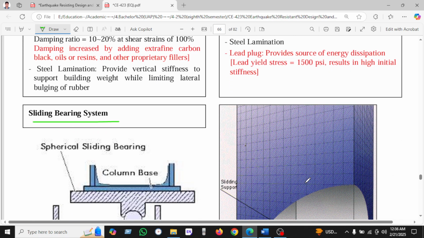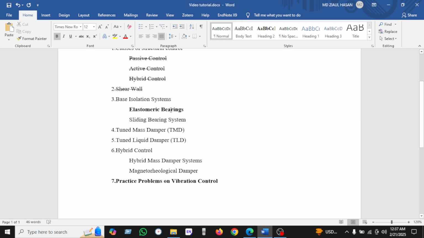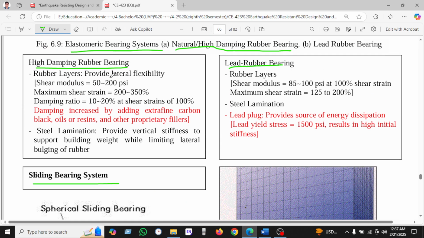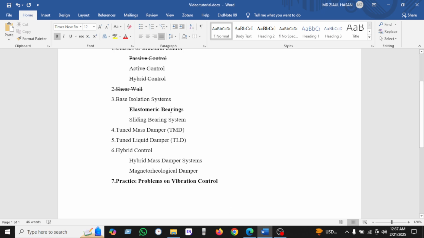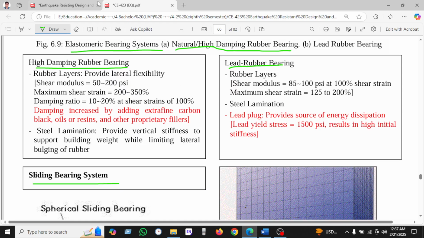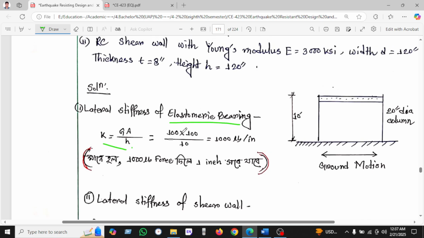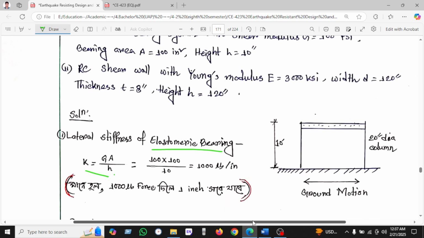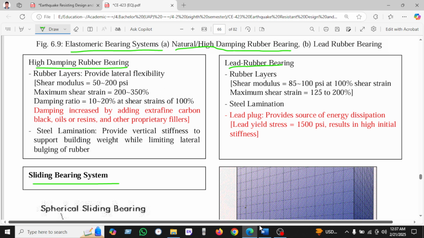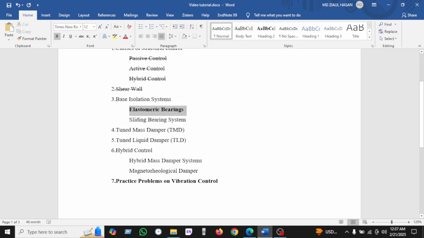Here is the sliding bearing system. As we are completing the elastomeric bearing, I will show how to calculate it. This is the stiffness of the elastomeric bearing. We can use this formula, K equals G into A over S. G is the modulus of rigidity, A is the area, and S is the height. Then we can calculate the stiffness of the elastomeric bearing. I will show my calculation here.